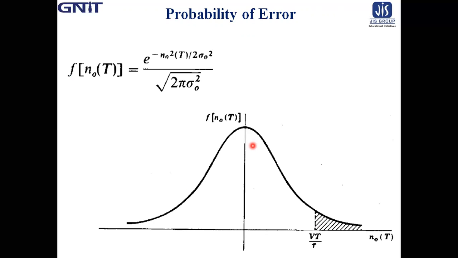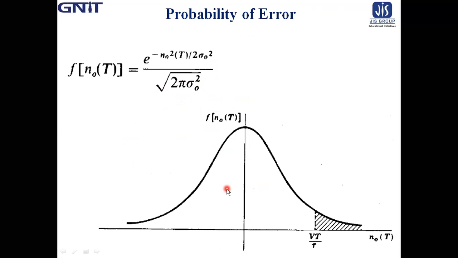We have seen the probability density of the noise sample n0(T) is Gaussian. Its density is therefore f(n0(T)) equal to e to the power minus n0 square T by 2 sigma 0 square, divided by square root of 2 pi sigma 0 square. So this is the PDF or probability density function. Sigma 0 square is the variance, which is n0 square T bar.